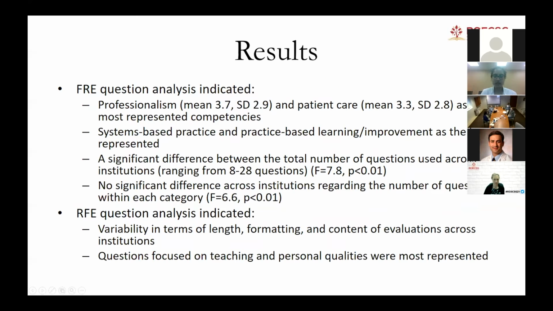So what did we find from our analysis? Our analysis of the resident evaluation or FRE questions showed that professionalism and patient care were the most represented competencies, while systems-based practice and practice-based learning and improvement were the least represented competencies.